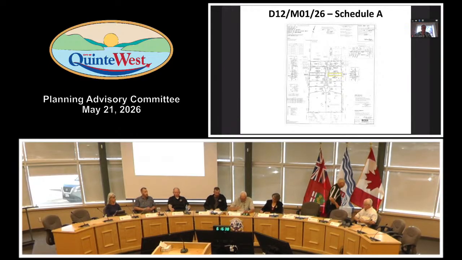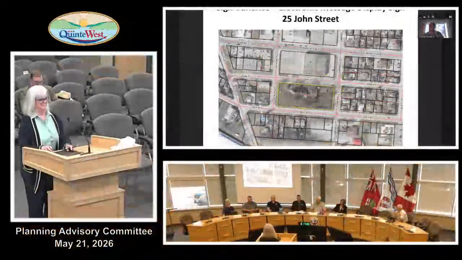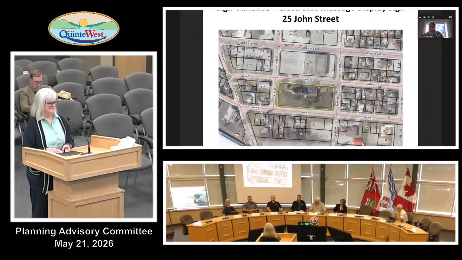We now move to item 11.3, staff report 26-028 PD, sign variance, electronic message display sign. The owners, the Anglican Diocese of Ontario, St. George's Church, Trenton. The agent is Susan Rolfe. The address is 25 John Street. Ms. Rolfe, would you like to come and maybe address the committee, and then I'll have staff bring their recommendations forward and comments.